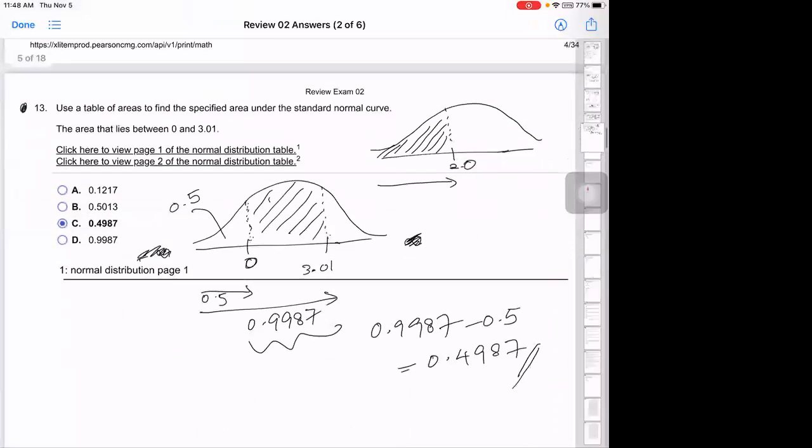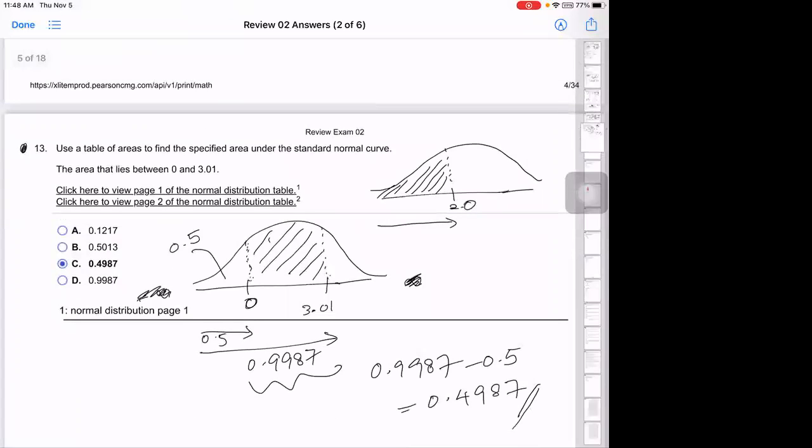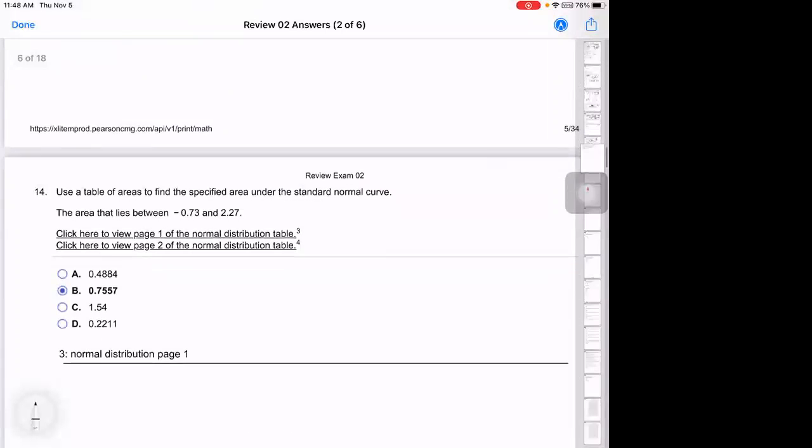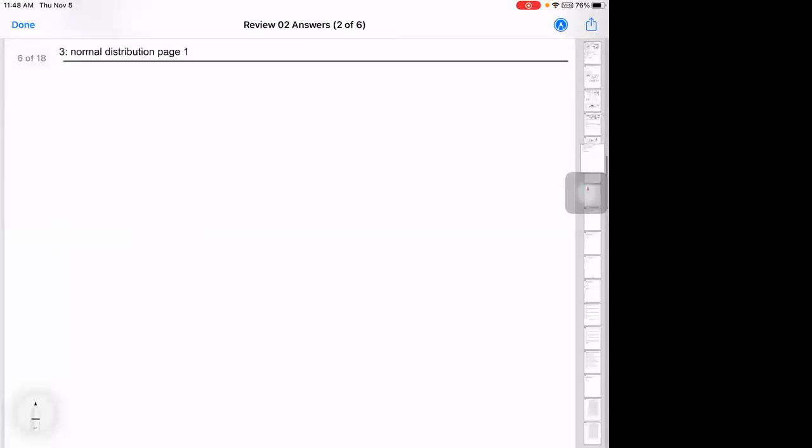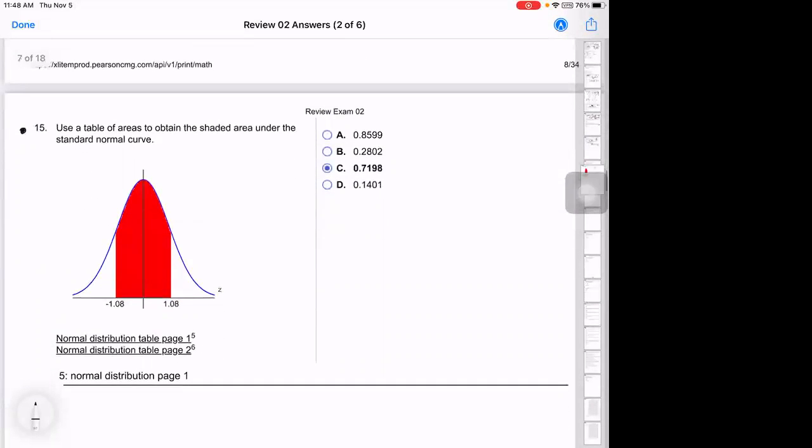So our value is 0.99 something, I don't remember the exact value. Okay, that's how we deal with these areas. I can skip number 14 and let me check number 15. Number 15 is very similar to the previous one.